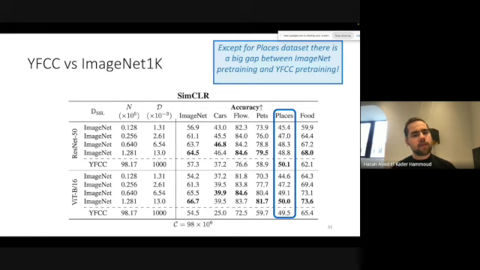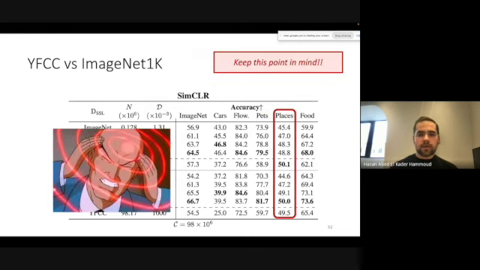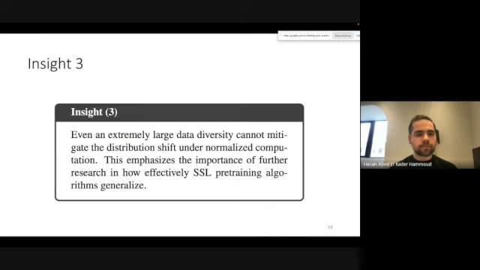Is there anything unique about places? Is there a distribution shift between the upstream and the downstream that could quantify this observation? So keep this point in mind. We will go over this next.